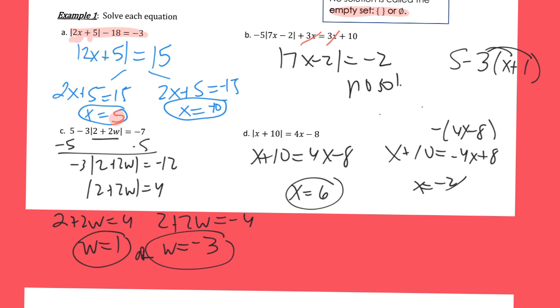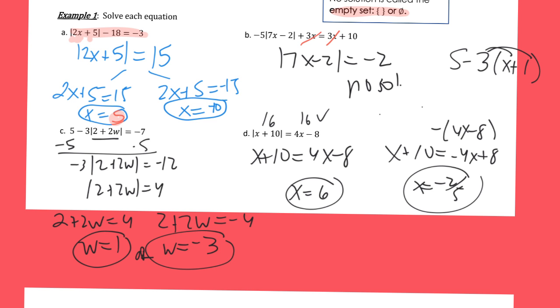you're going to get x equals -2/5. And how you check it would be, you take 6 and you plug it in on the left side. 6 plus 10 is 16. The absolute value of 16 is 16. 4 times 6 is 24. 24 minus 8 is 16. So that checks. So the first one does work.